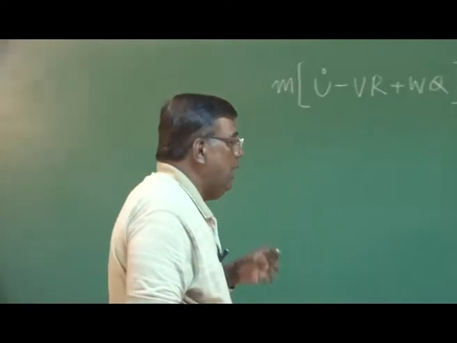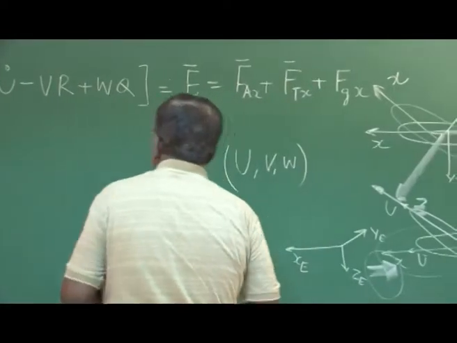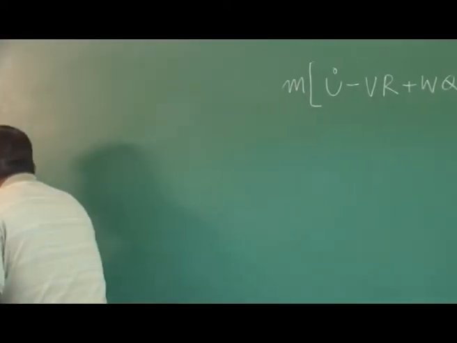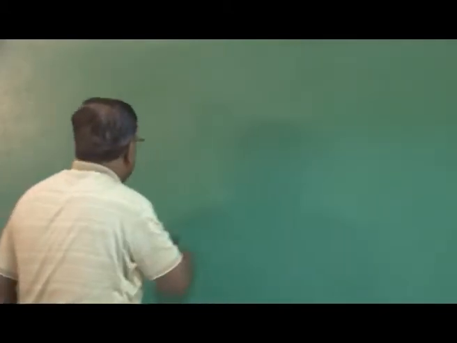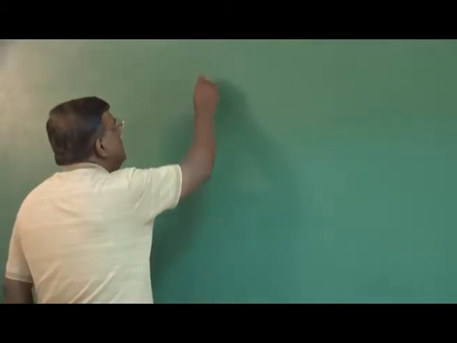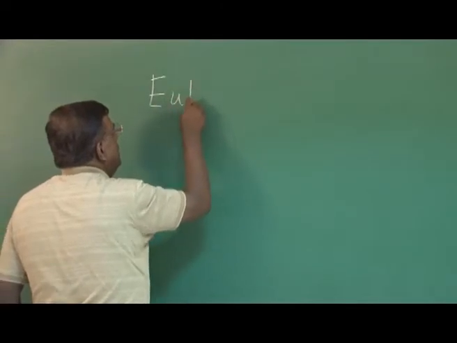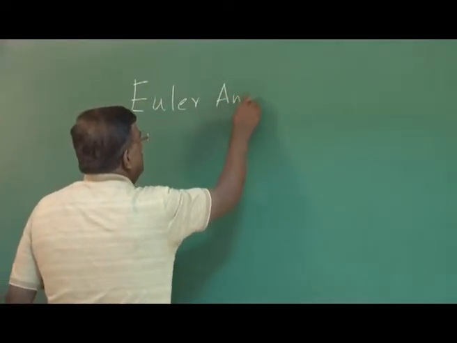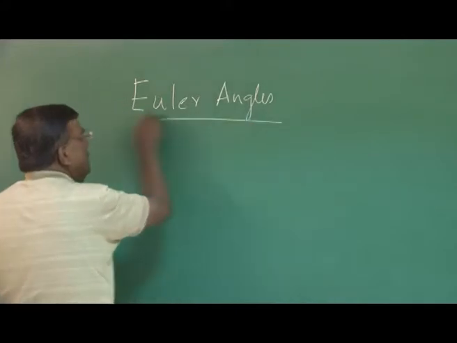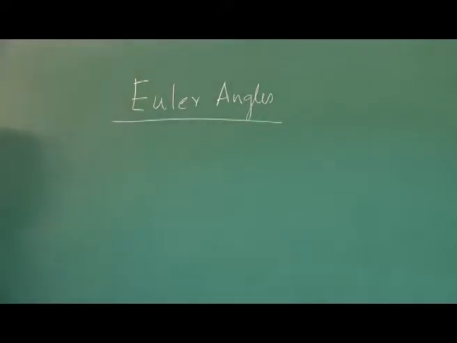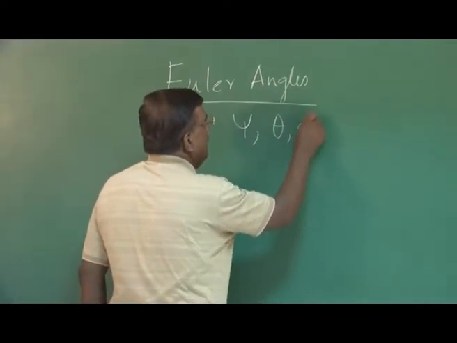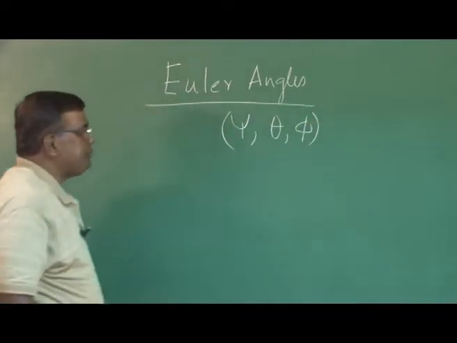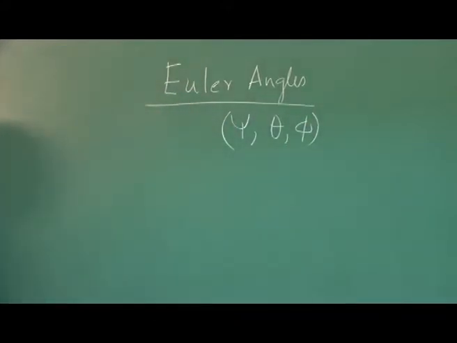Okay? And now to understand that, we define something called Euler angles. And we need to know what is the meaning of Euler angle. Typically, you will find Euler angles have three rotations: psi, theta, and phi. Okay, and we'll see what this psi, theta, and phi mean.